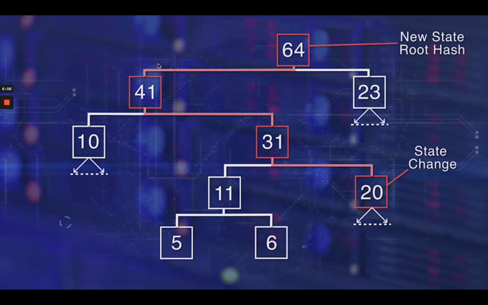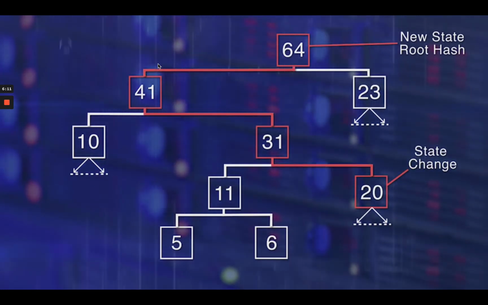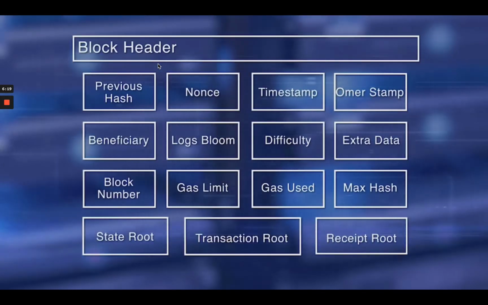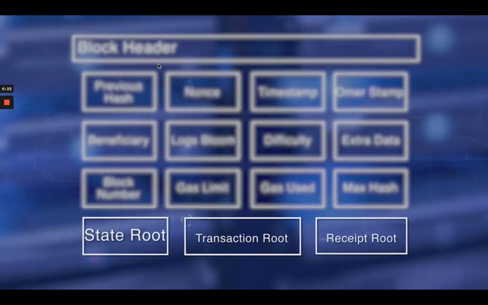Only that path is recomputed, not the entire tree. Now let's move on to block hash computation. Block hash in Ethereum is computed by first computing the state root hash, transaction root hash, and the receipt root hash shown at the bottom of the block header.